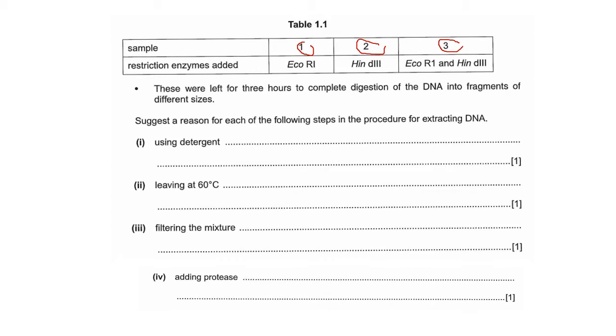Then it says, this is the first question, and this is where I want you to start paying real close attention to what I'm doing. Suggest a reason for each of the following steps in the procedure for extracting DNA. Number 1, using detergent.